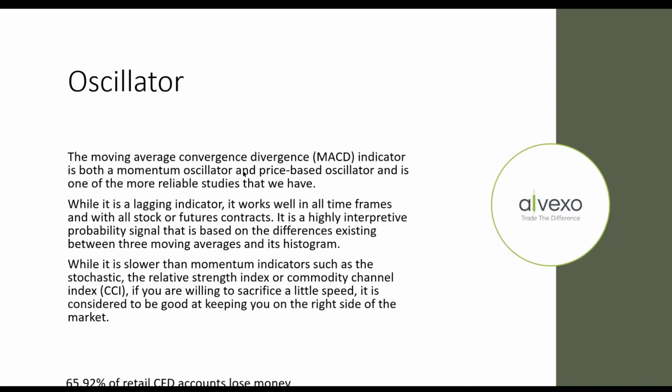Now, the moving average convergence divergence indicator is both a momentum oscillator and a price-based oscillator, and is one of the most reliable studies that we have. While it is a lagging indicator, it works well in all time frames and with all stocks, futures, crypto contracts, and whatever. It is a highly interpretive probability signal that is based on the difference between three moving averages and its histogram. While it is slower than momentum indicators such as stochastics and RSI and CCI, if you're willing to sacrifice a little bit of speed, it's considered a good way to keep you on the right side of the markets.